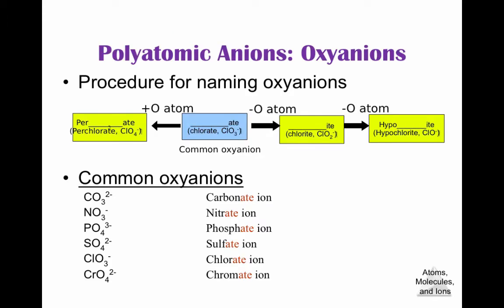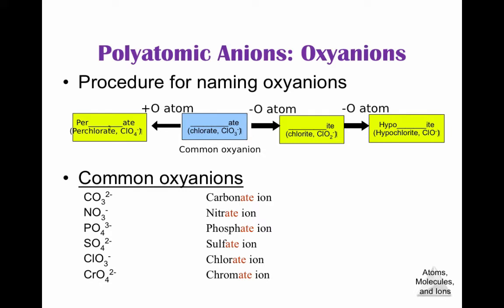Then we have polyatomics that contain oxygen, called oxyanions. When we name oxyanions, we use the common oxyanions, so carbonate, nitrate, phosphate. Those are the common ones. You want to memorize all of those, and then from that you can actually find 3 other polyatomics.